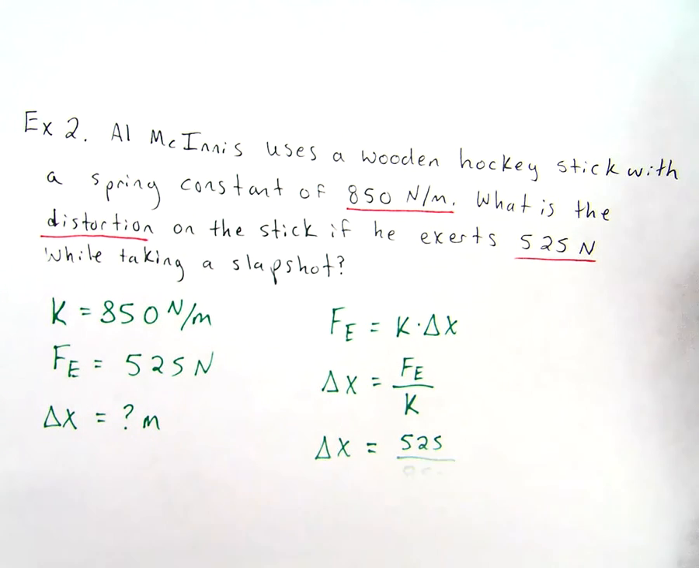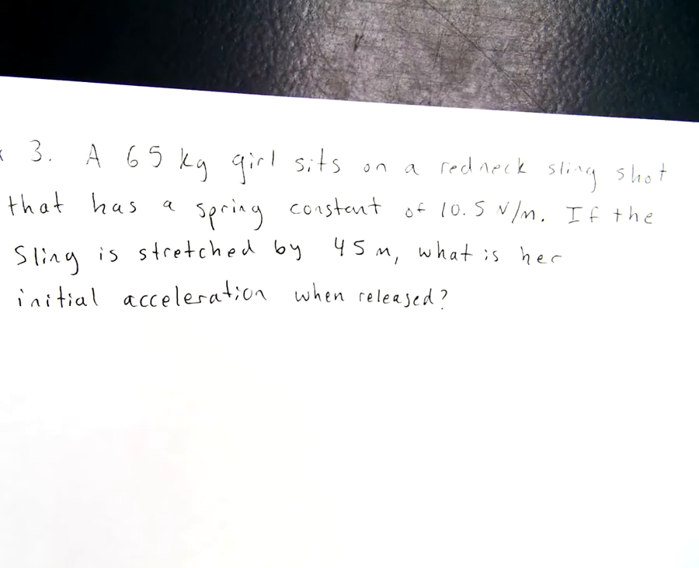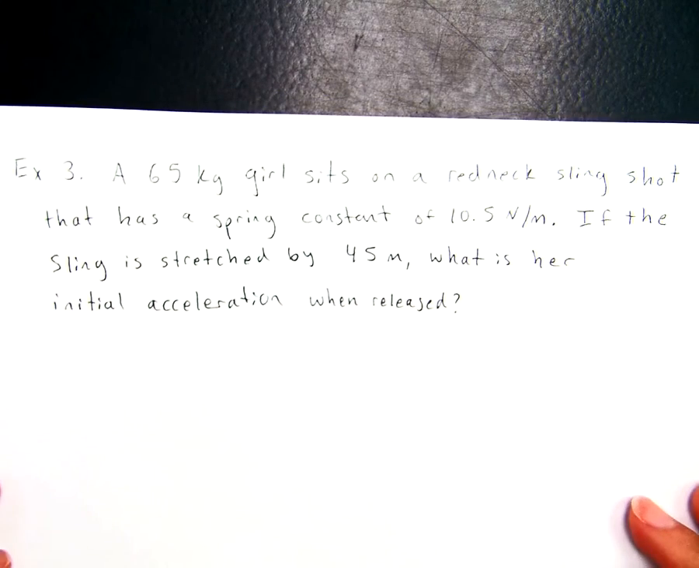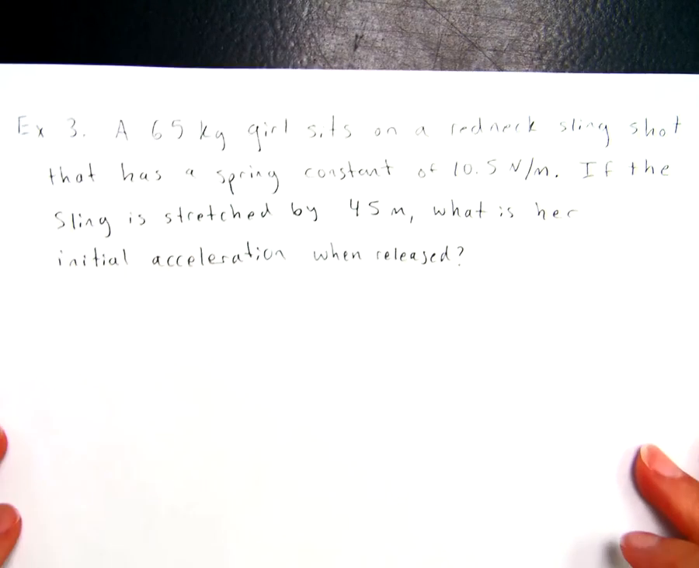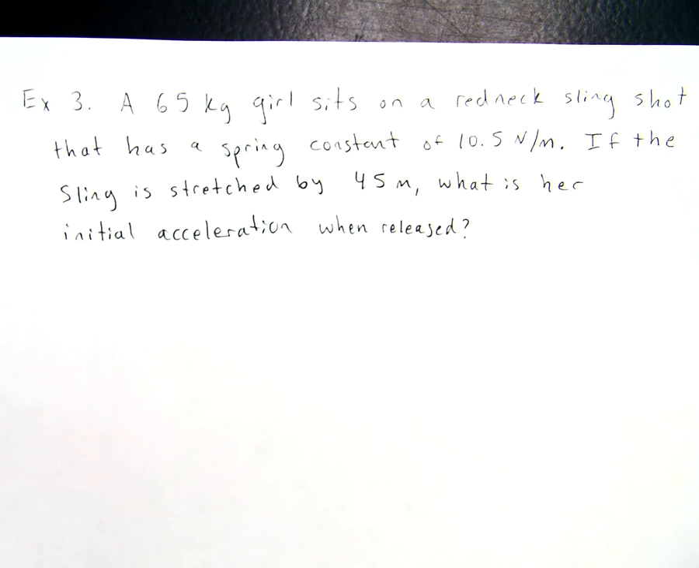We're going to take it one step further. We're going to look at one last problem that doesn't ask for anything in the original equation. Here we have a 65 kilogram girl who's sitting on a redneck slingshot. If you've never seen a redneck slingshot, I strongly encourage you on your own time to look up a video of it. It's quite hilarious.